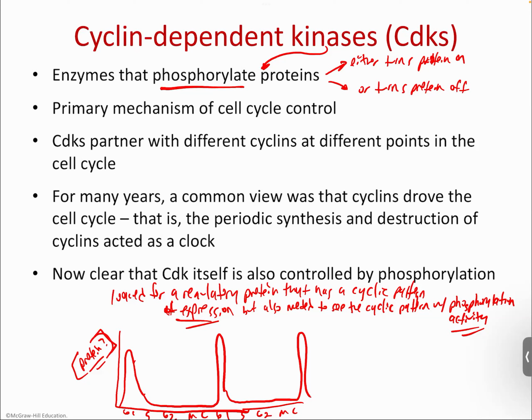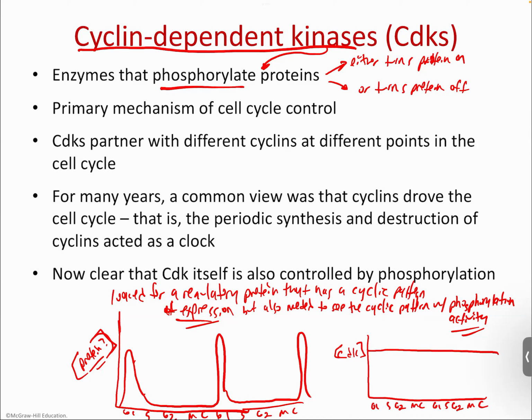So here's the problem. We did identify a protein that does the kinase activity, that does the phosphorylation. And we called it a CDK, a cyclin-dependent kinase. The problem with that is cyclin-dependent kinases don't have cyclic behavior. This is what a CDK looks like. So a cyclin-dependent kinase is constant concentration, not cyclic.